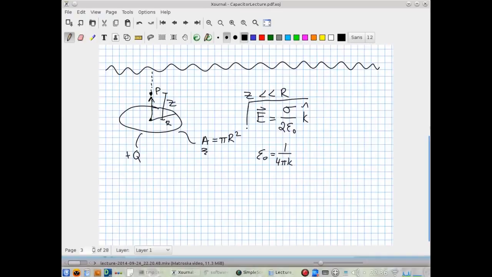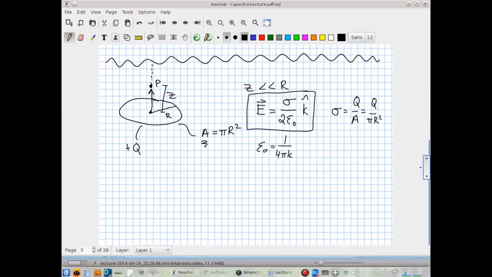What's really neat about this particular situation, where you're very close to the surface of the disk, far closer than the radial width of the disk itself, is that you find there's absolutely no dependence on Z in this formula. You can keep moving around very close to the disk, and the electric field will always have the same strength, sigma over 2 epsilon naught, where again, sigma is just the surface charge density. It's the charge divided by the area, which for a disk is pi r squared.